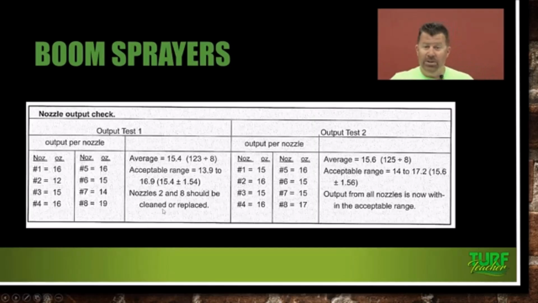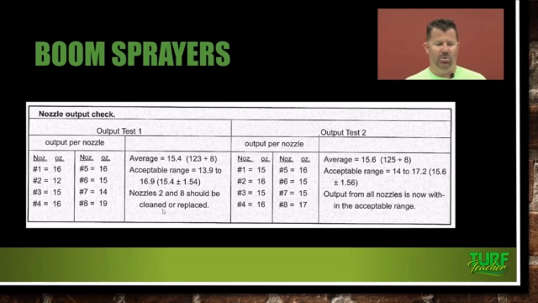Now, let's look at output tests 1 and 2. We have 8 nozzles, numbered 1 through 8. Here's the output per nozzle: 16, 12, 15, 16, 16, 15, 14, and 19. The average is 15.4 because we have 123 ounces total. Divide by 8, the number of nozzles you have.